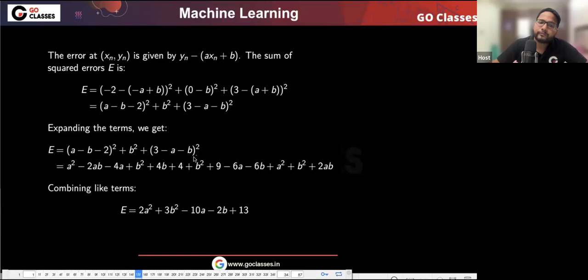Now what is our aim? We want to find out a and b such that this error is minimum, right? So I want to find out a and b such that this error is minimum.